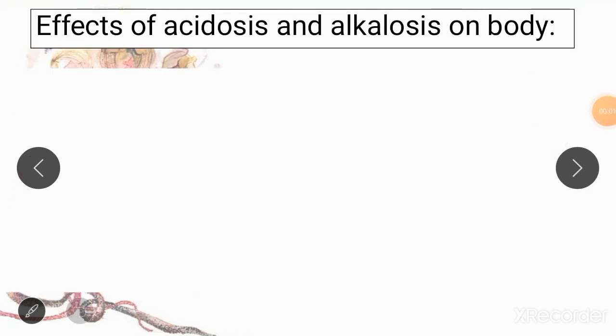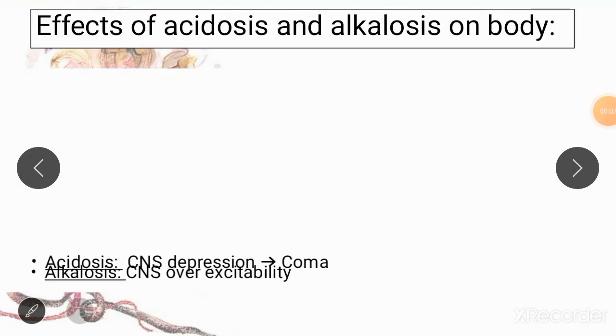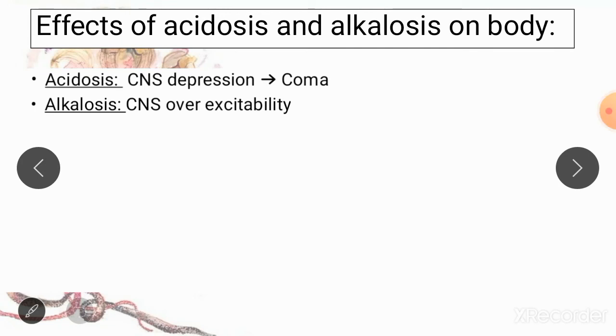So let us now discuss the effect of acidosis and alkalosis on the body. In acidosis, there is CNS depression because of reduced synaptic transmission, and this leads to coma, which may even lead to death if left untreated.